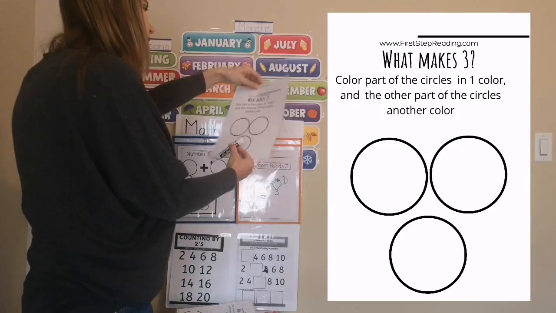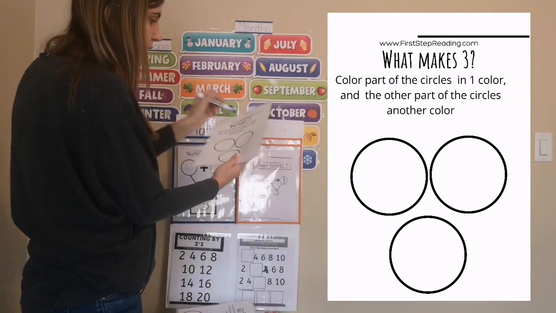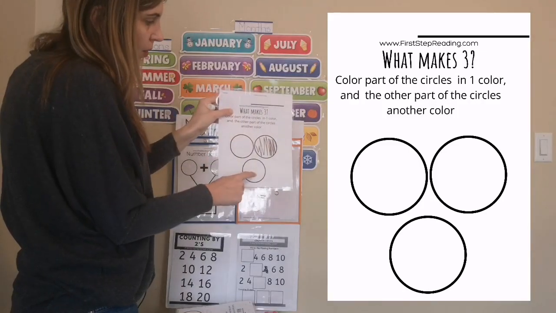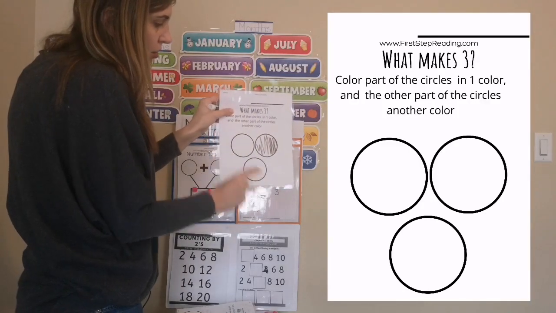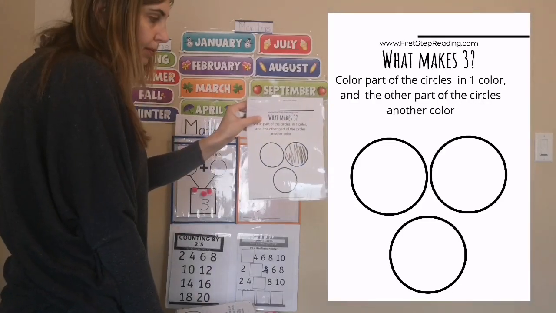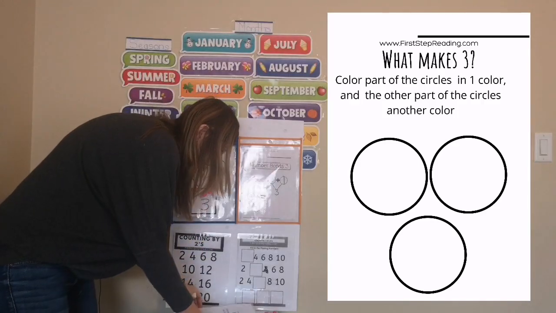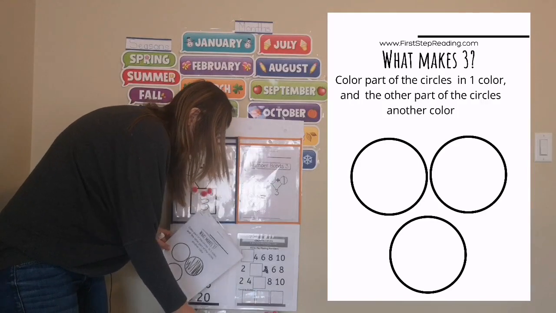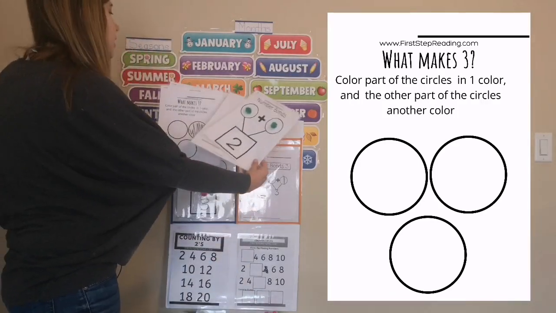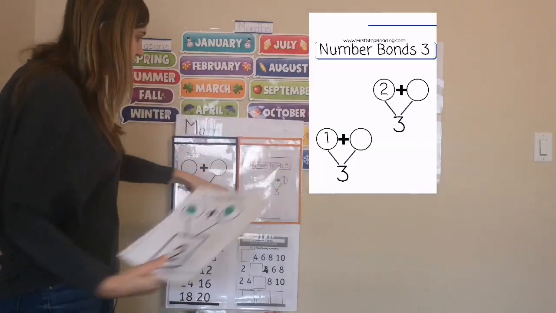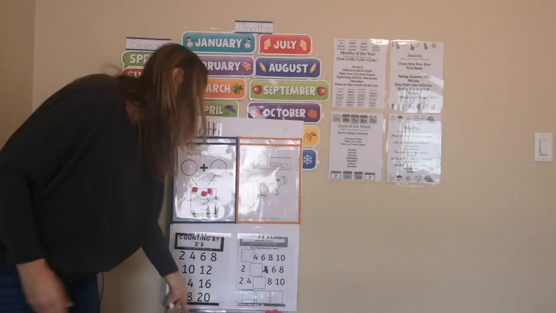I color part in one color and part in another. So I color one black and I have two white. So if I have one black plus two white, I will have three. One plus two equals three. Okay? This shows me that. So those are my number bonds that you can work on today. Please use counters on your board to help you with the worksheets.